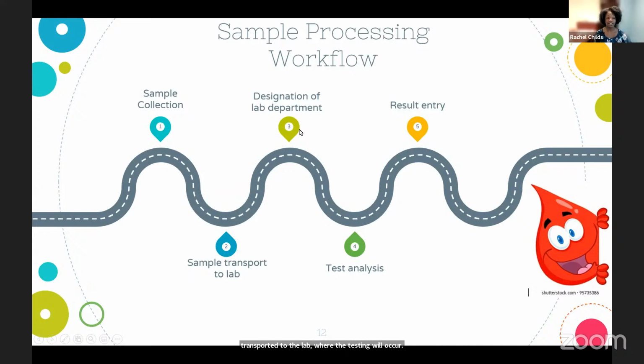Once the sample reaches the laboratory, we as medical laboratory scientists have to determine what specific department that sample needs to go to. That's where we designate the specific lab department that performs the test that your doctor ordered. Then we do analysis, where the sample actually gets the testing done and you get a result. And then finally, that result needs to be entered into the patient's medical record.